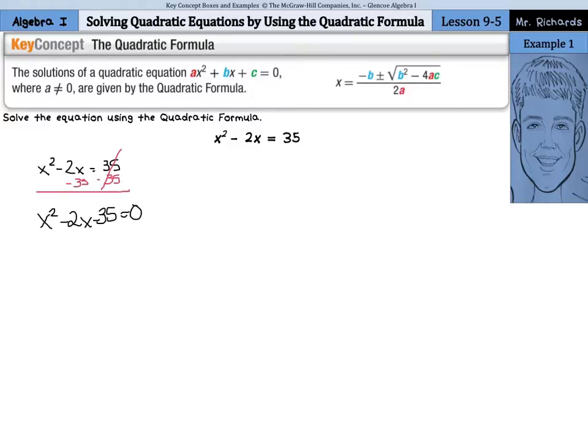Now the next thing that I like to do is to define what's my a, what's my b, what's my c. Well, my a is here with the x squared, and there's no coefficient here. It doesn't mean it's a 0, it means it's a 1. So my a is equal to 1. My b is right here at negative 2, so b equals negative 2. And lastly, my c is here at negative 35.